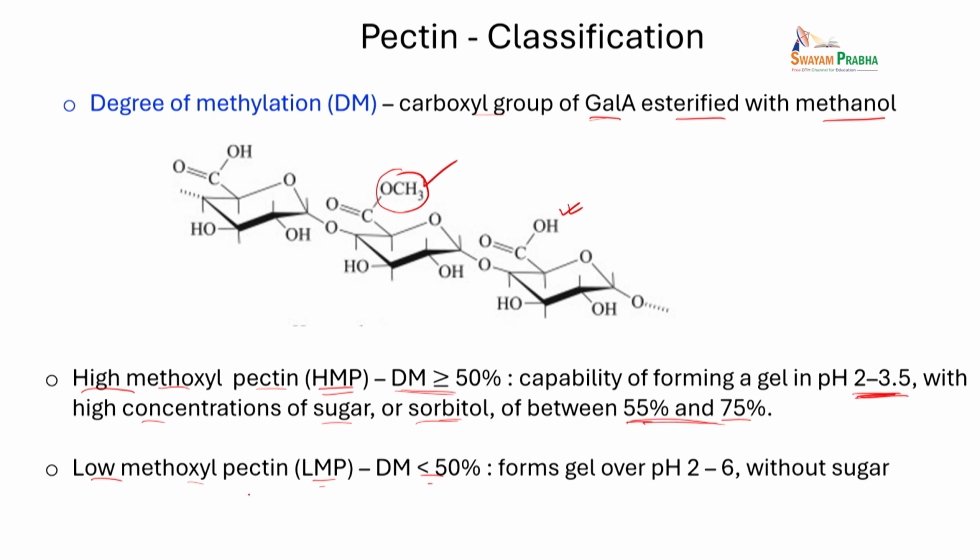Whereas if you consider low methoxy pectin, which contains less than 50% esters, it can form gels over a wide range of pH from 2 to 6 without adding any further sugar. Okay, so the gelling property of pectin depends a lot on the degree of methylation. If you want to make a good gel, low methoxy is easy to make. With high methoxy you can also do it, provided that you change the pH in a narrow range, and then you add additional sugar and sorbitol, right.